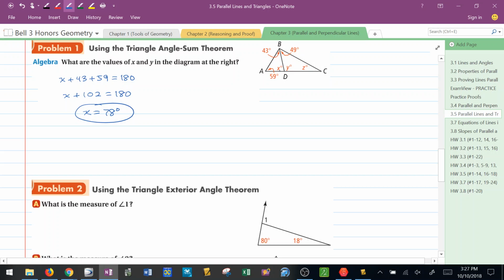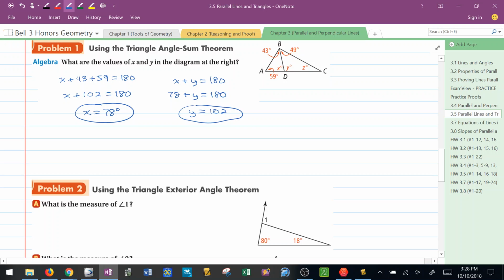Now, I notice in the other triangle, triangle BDC, that x and y form a linear pair. Well, I know that a linear pair means that they are supplementary or add up to 180. So I can now say that x plus y equals 180. And by substitution, I know that 78 plus y equals 180. And then I could say, well, that's simple. Then y is equal to 102.